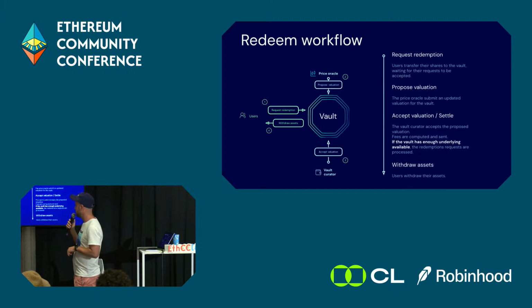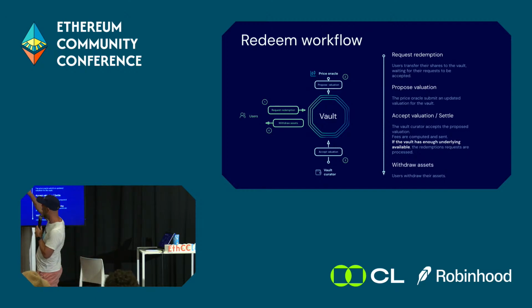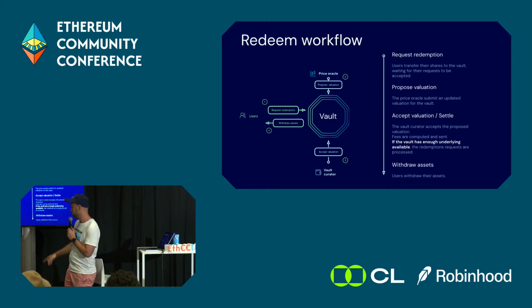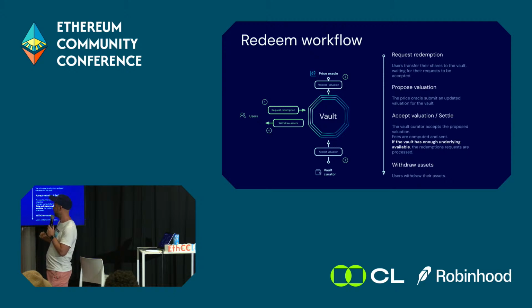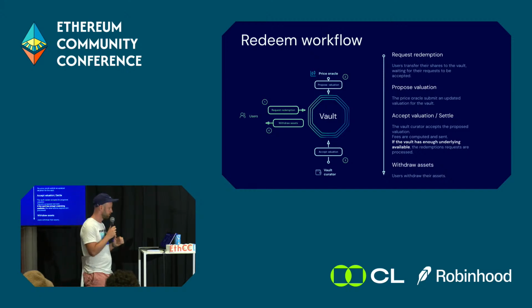It's kind of the same for the redeem flow. The user requests redemption, the price oracle proposes a valuation, the curator accepts the valuation and makes the liquidity available in order for the redemption to be possible. So they possibly have to unwind some positions and make some underlying available in the curation Safe, and then the user can do their redemption.